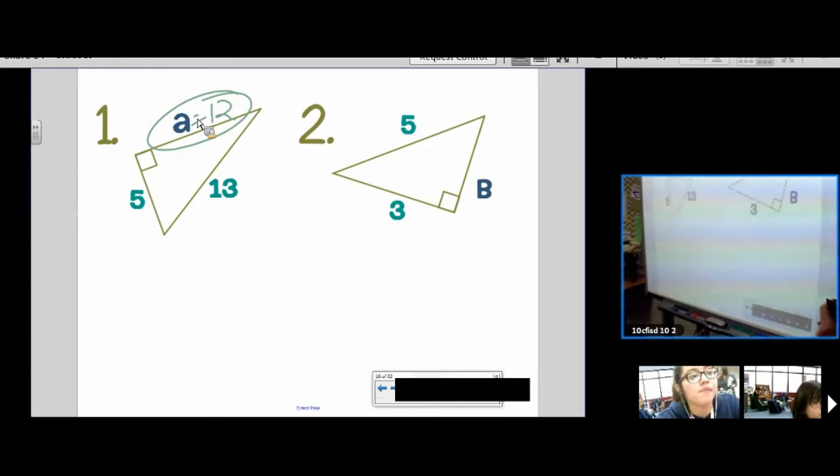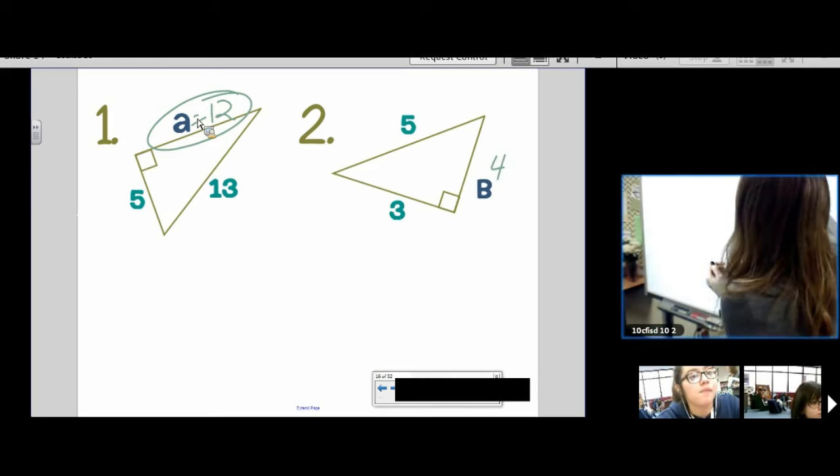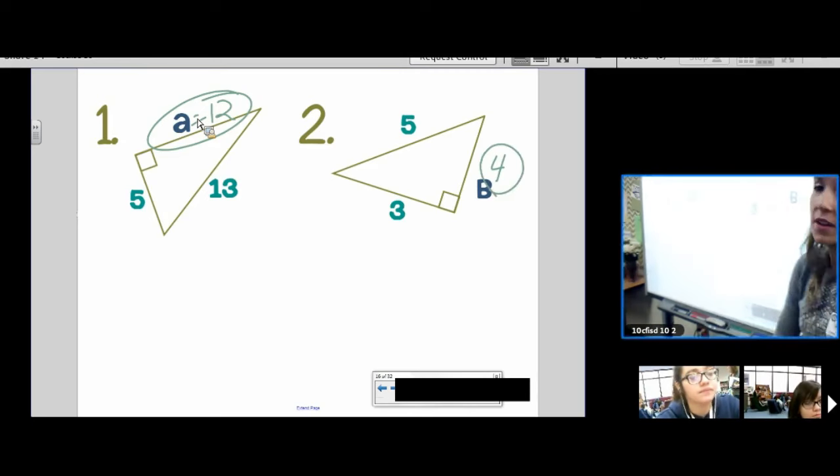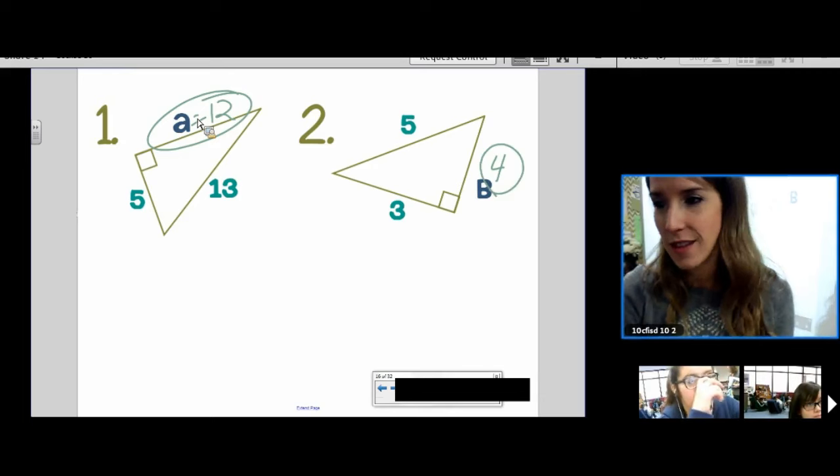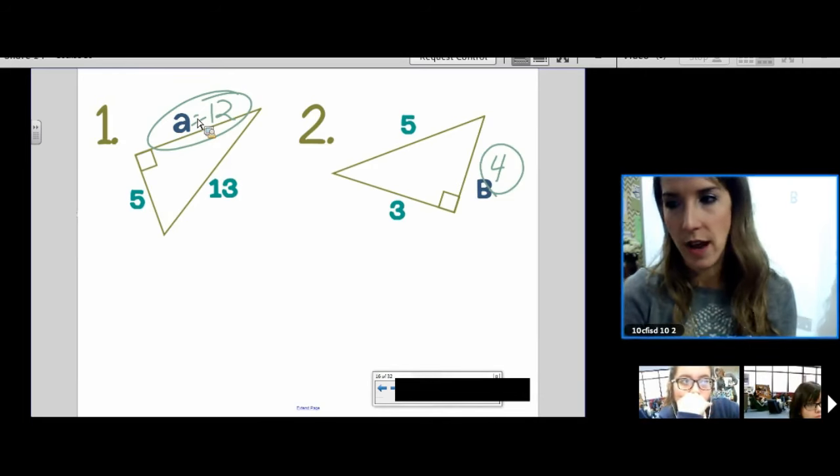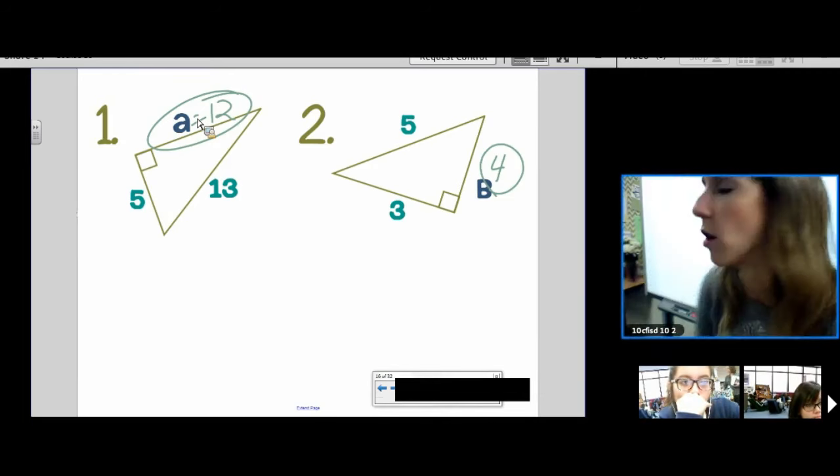Number 2, 3, 4, 5. Because 3, 4, 5 satisfies the Pythagorean theorem. So memorize them. It's a shortcut. Don't memorize them, and you'll just have to do it the long way.